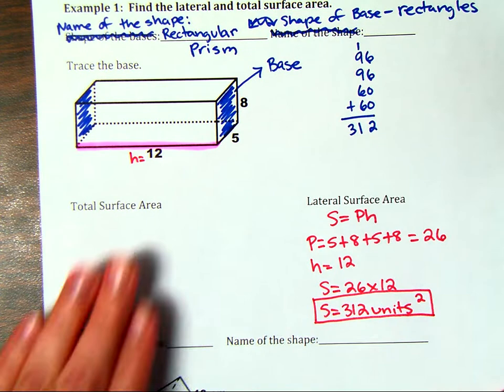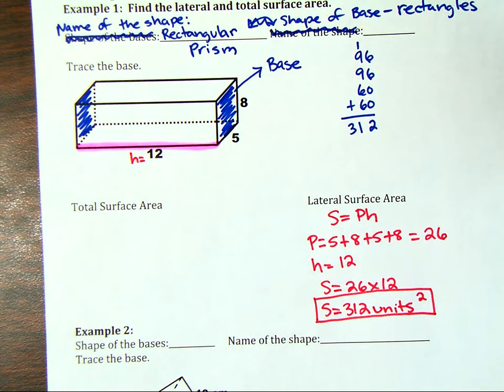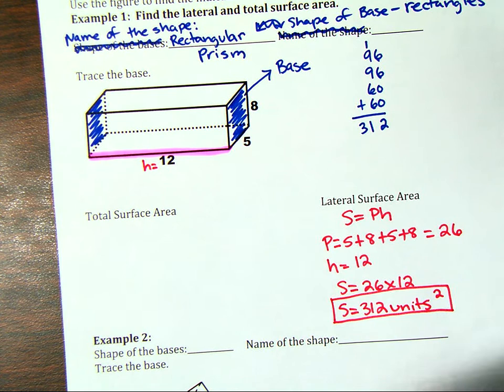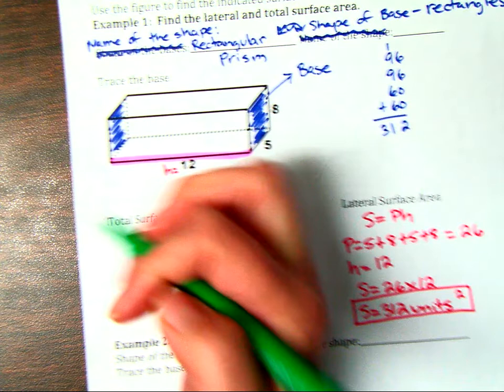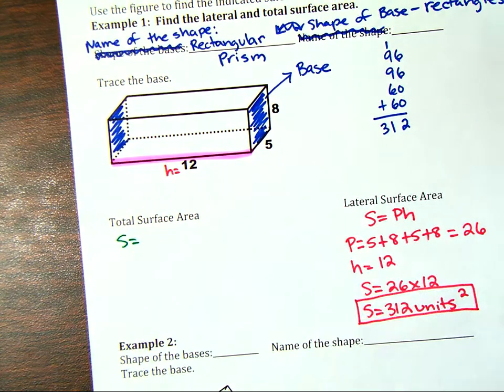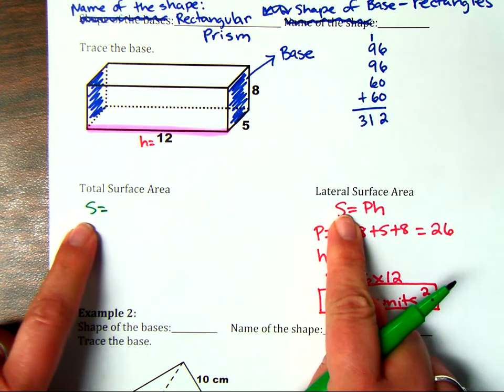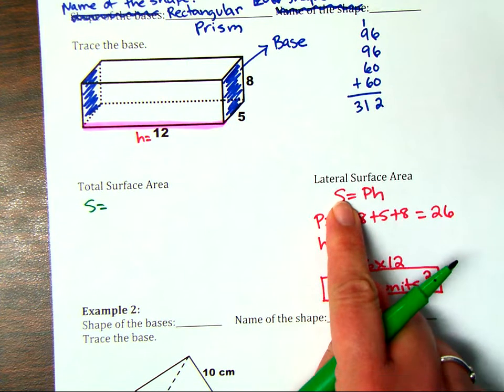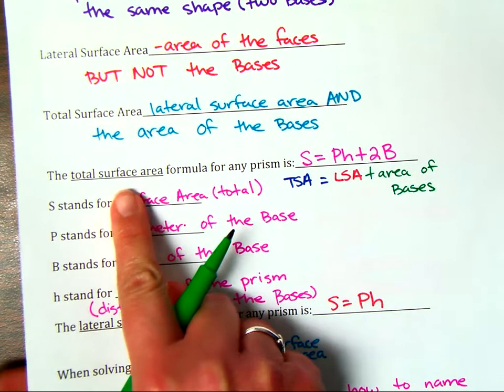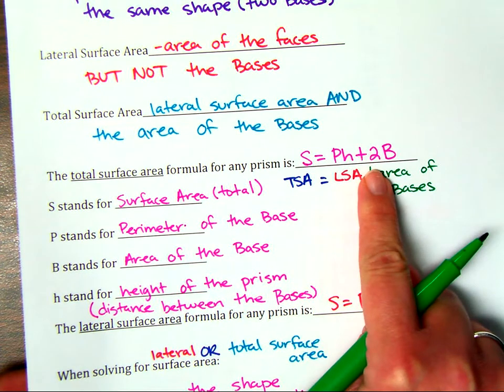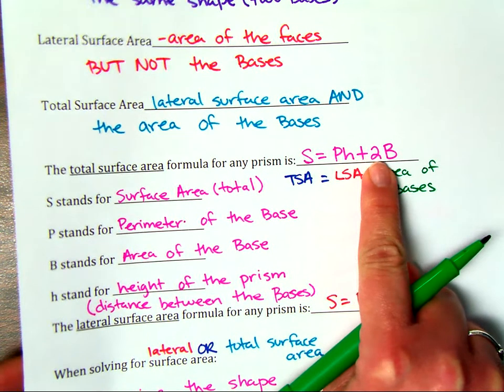So let's talk about this total surface area formula. I'll use green for this one. This is where you have to be careful. This one just says S, and so does this one. Depending on what you're looking for, you have to write the correct formula. Your total surface area is S equals PH plus 2B.